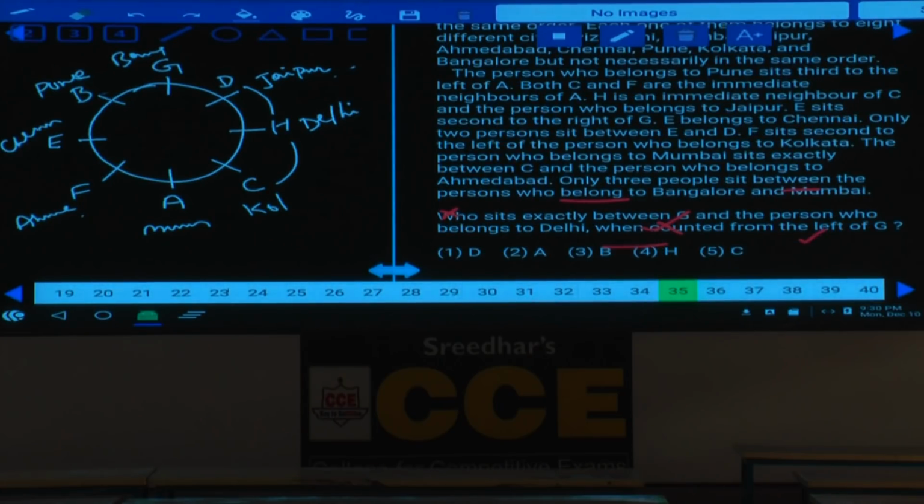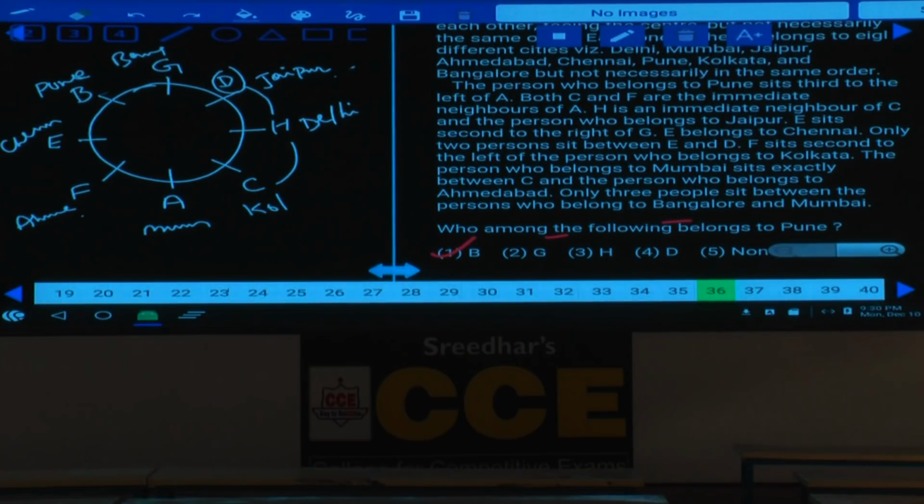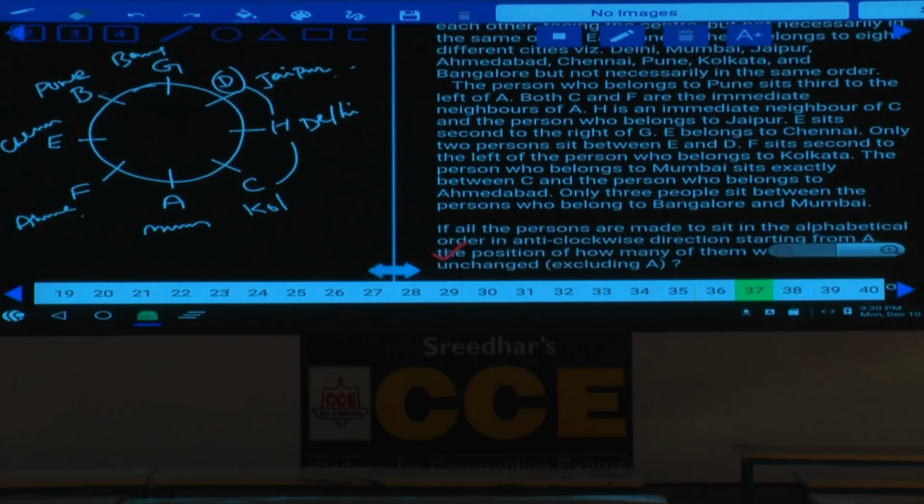Then question number 35. Now in this 35, who sits exactly between G and the person belongs to Delhi? G and the person belongs to Delhi. Then tell me who is the person here? D is the person and that person is from Jaipur. D, that is choice 1. Then question number 36, who among the following belongs to Pune? B belongs to Pune, that is choice 1.